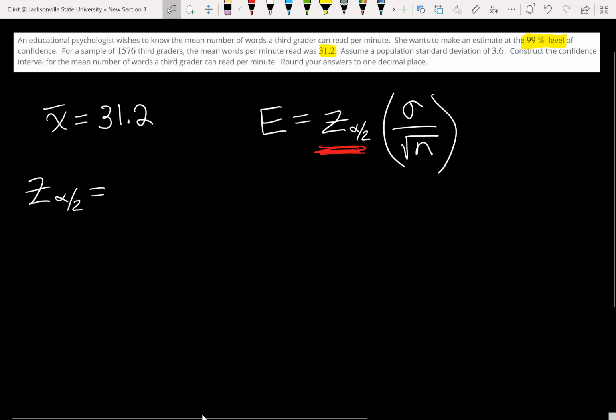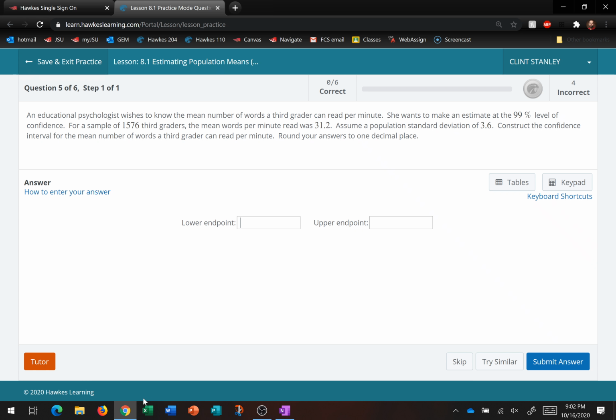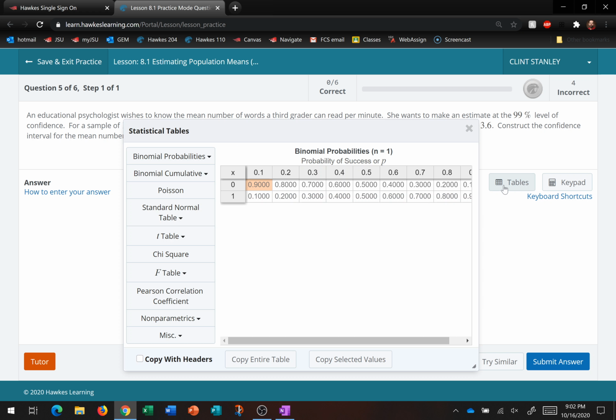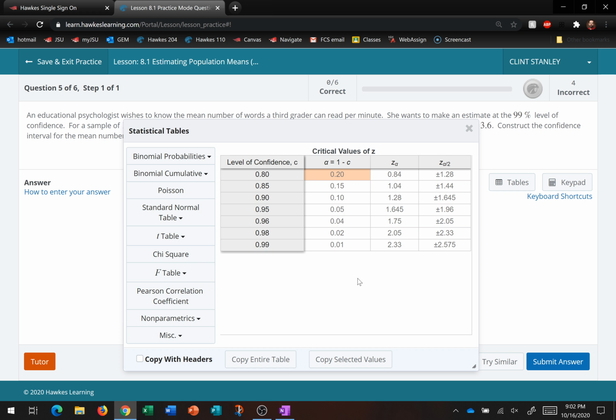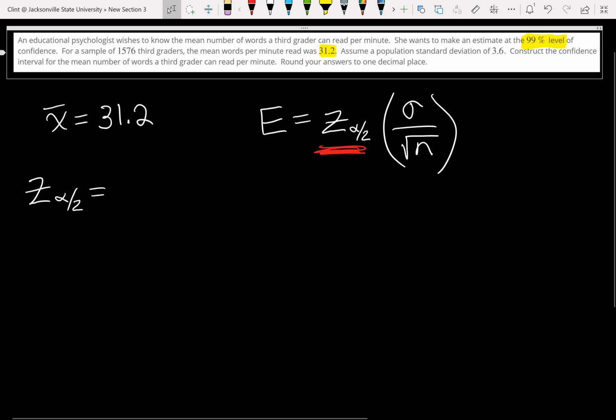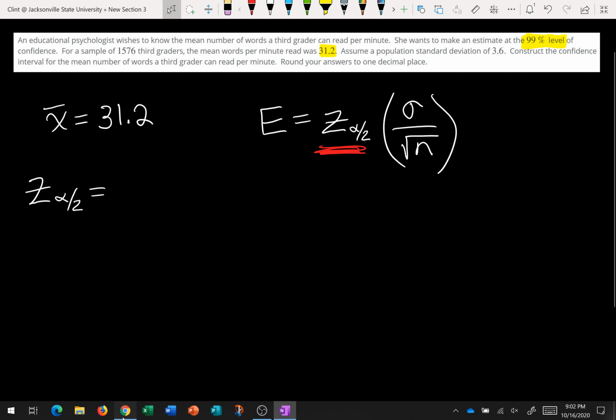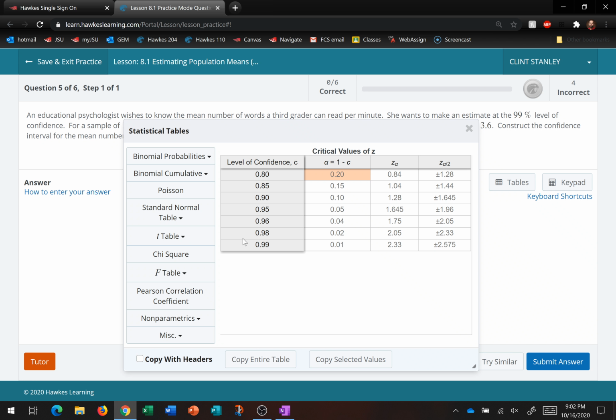If you go into Hawks, it might be a little hard to find in here, so that's one thing I wanted to show you. You can click on tables, and we're using the z table, the standard normal table. And what we're using are called critical z values. So we'll go down to this critical z value table. On this problem it says we want to be 99% confident. So it gives us confidence over here, 0.99, 99%. So our z alpha over 2, our critical z, is going to be 2.575.